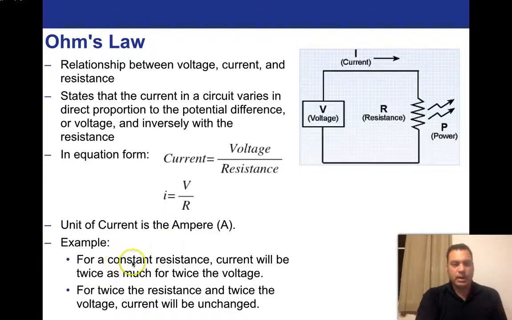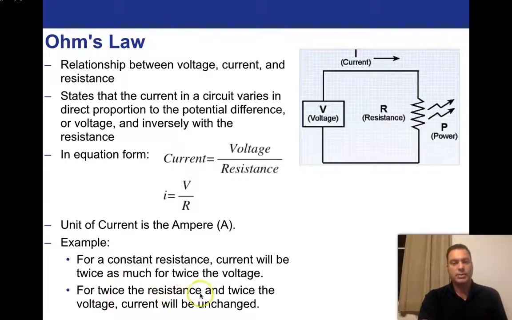Examples: for a constant resistance, current will be twice as much for twice the voltage, right? So as long as this stays the same, these are proportional to one another. If this goes up by a factor of 2, that'll go up by a factor of 2. So you take the same system and, instead of a 12-volt battery, you put a 24-volt battery on there, and you're going to double the current.